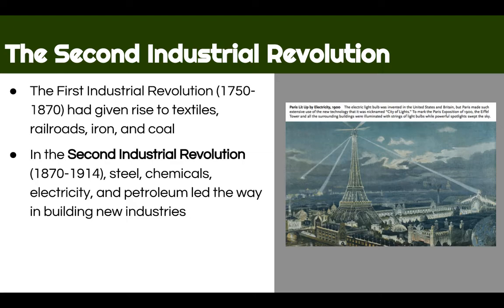In the second industrial revolution, we're really going to see steel instead of iron, chemicals come into play, electricity begin to power these factories, and the use of petroleum or oil, which would lead the way in building new industries. For example, here on the right you see Paris, the city of lights, in the year 1900, which was electrified, of course.